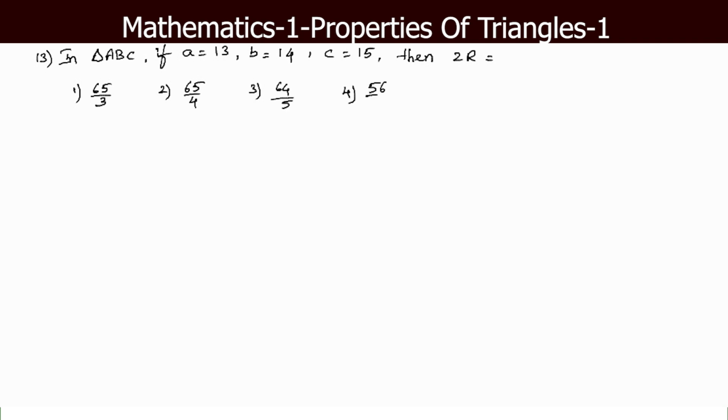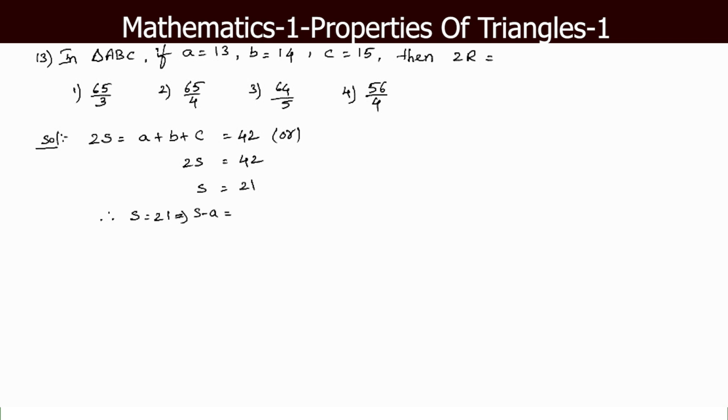13. In triangle ABC, if a is equal to 13, b is equal to 14, c is equal to 15, then 2 capital R, that means circumdiameter, is equal to: 1, 65 by 3; 2, 65 by 4; 3, 64 by 5; and 4, 56 by 4. Now, here you know that 2s is equal to a plus b plus c, which is nothing but 42, so s is equal to 21, and s minus a is equal to 8, s minus b is equal to 7 and s minus c is equal to 6.